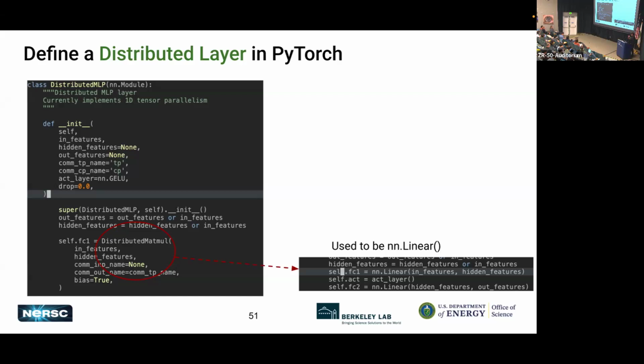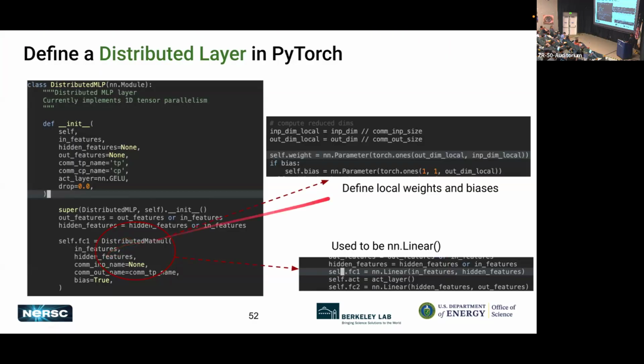But the basic idea is if you want to additionally tensor parallelize your model, normally in your MLP layer, you would define FC1, which stands for fully connected layer number 1, as nn.Linear with some input features and hidden features. Input features is E, hidden features is F for us. That is now going to be replaced by a function called distributed matmul. That's a user-defined call that I'm going to show you how to build.